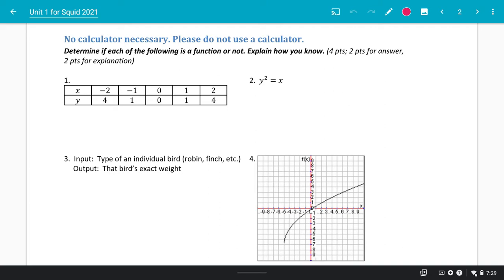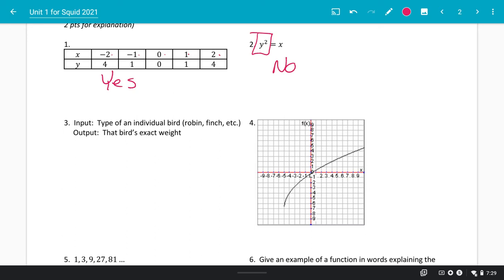Okay, number one, does each input have one output? Well, I notice that there is no repeating inputs. If there's no repeating inputs, yes, it has to be a function. Number two, is it a function? When it's in equation form, I'm looking for exponents of the y variable. If the y variable has an exponent, which it does here, no, it is not a function.